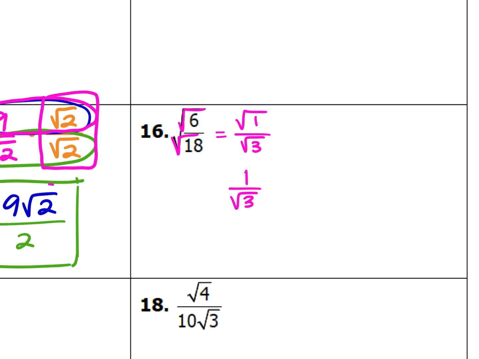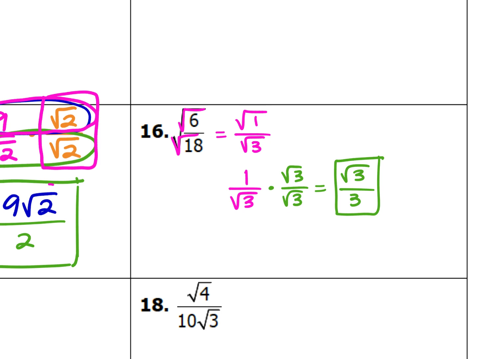Okay, then your next move would be to rationalize. What are we going to multiply by? The square root of 3 over the square root of 3. Right. So on top, you have the square root of 3. On bottom, you have 3. Okay, so that's one way to do it.